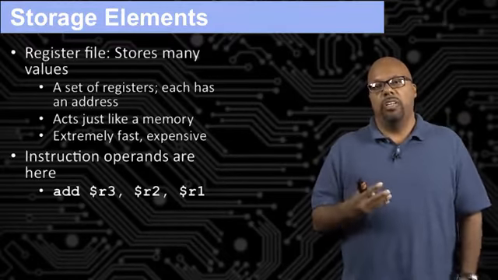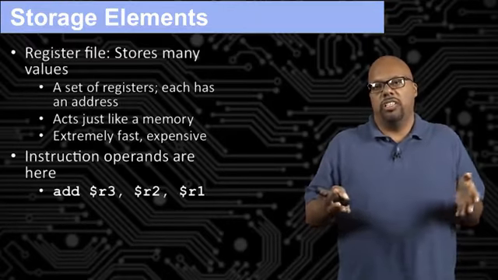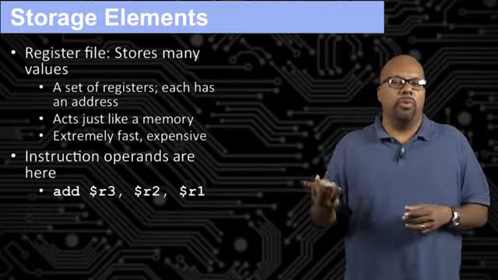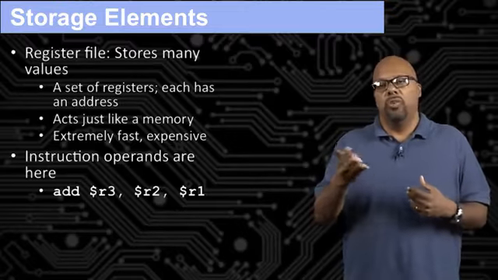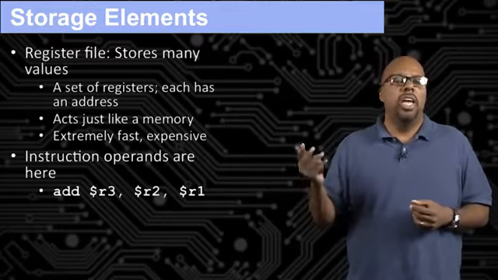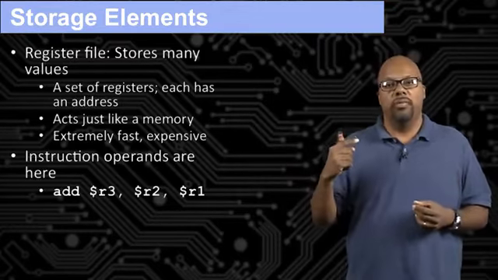But notice it has these operands. So R3 is the destination register. That's the name of a register, R3. And R2 and R1 are the two source operands, the two things that want to get added together. So what this instruction does is it takes the contents of register R1, contents of register R2, adds them together, puts the results in register R3.